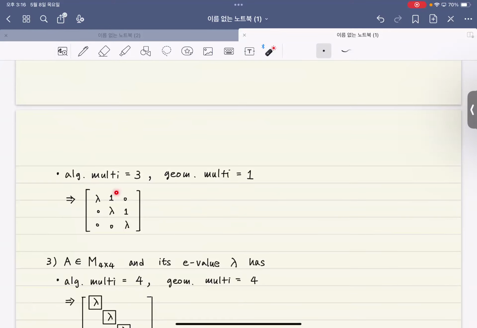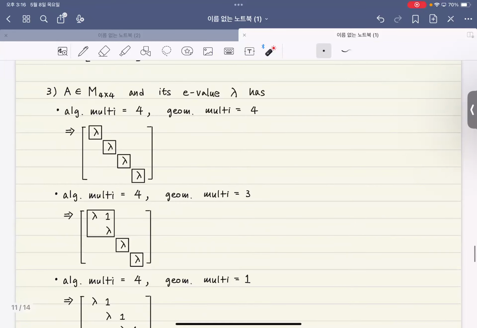Algebraic multiplicity 3 and geometric multiplicity 1. Since geometric multiplicity is 1, I will need to have only one single Jordan block in the Jordan form of the matrix. So this is the Jordan form of the matrix A.